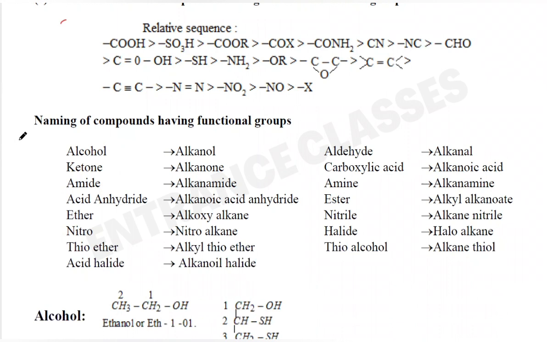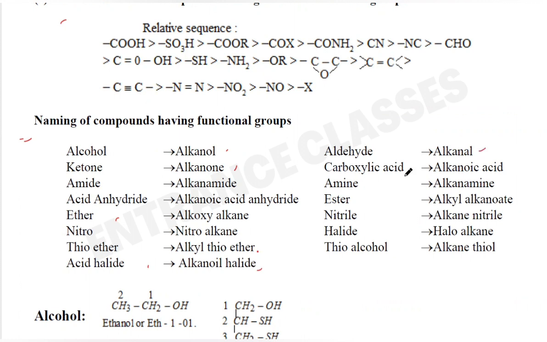Okay. Now, in IUPAC, different functional groups are named in this way. So this is alcohol, it will be called alkanol. Ketone is called alkanone. Amide is alkanamide. Acid anhydride, alkanoic acid anhydride. Ether, alkoxyalkane. Nitro is called in IUPAC nitroalkane. Thioether, alkyl thioether, acid halide, alkanoyl halide.